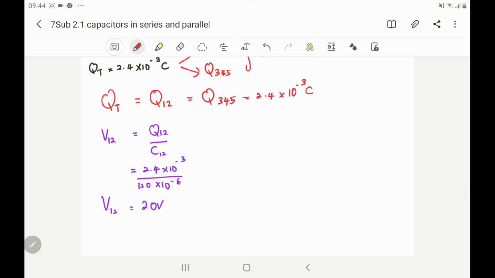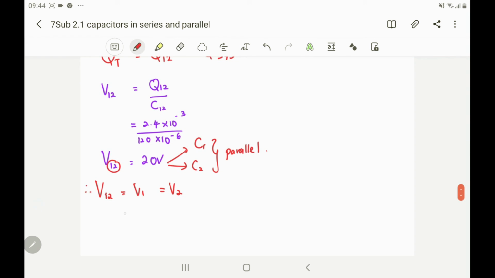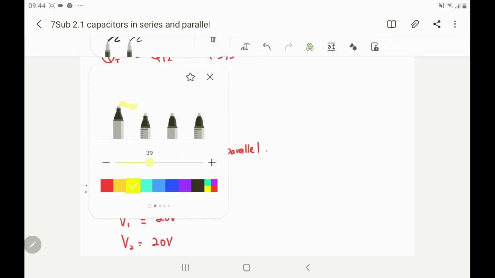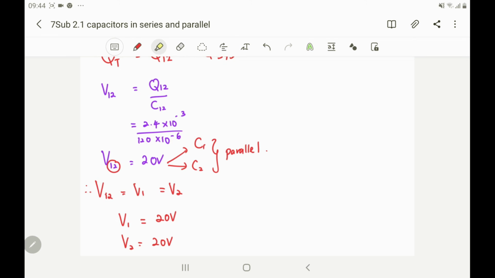Okay, look at here. V12 is combination between C1 and C2, and they are parallel. So since they are parallel, therefore V12, okay, is equal to V1 is equal to V2. So kita dah menjawab soalan lah. Okay, so V1 is equal to 20 volt, V2 is equal to 20 volt. Okay, so kita dah dapat jawapan kita. Okay, V1 and V2.